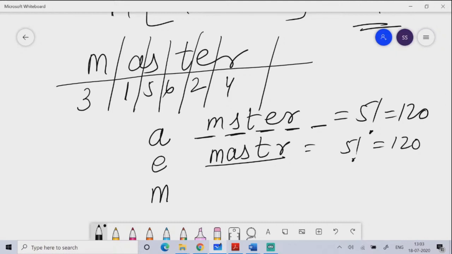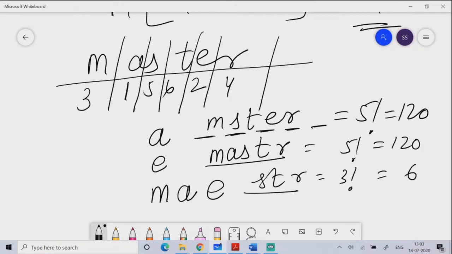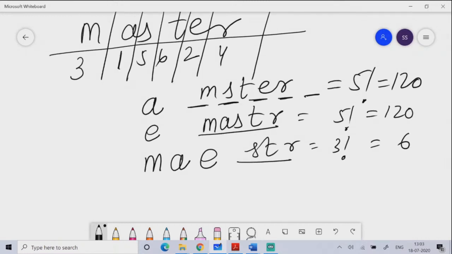After M, which letter will come? After M, A will come. You also want A. After A, which letter will come? E will come alphabetically, but you want S. So with MAE, how many can I make? That would be S, T, R, that is 3 factorial, means 6. So okay, then I'll see.